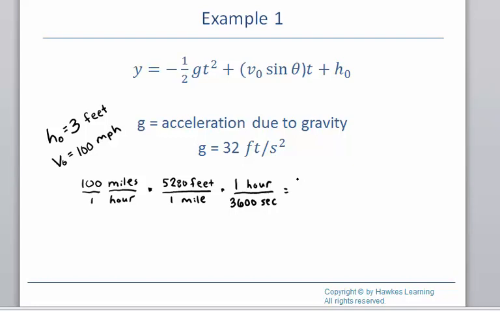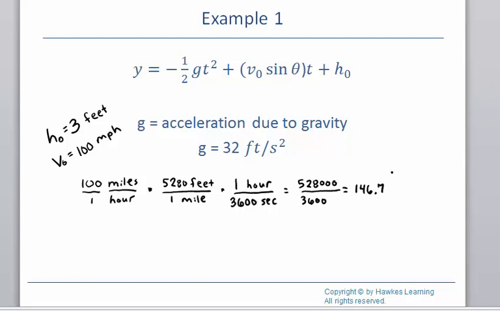Okay, so we're going to multiply. So on the top, we're going to have 100 times 5280 times 1, which is going to give me 528,000. And on the bottom, we're going to have 1 times 3,600, which is just going to give me 3,600. And so when I divide that, I'm going to get 146 point, we'll just go 1 decimal place, so 146.7.